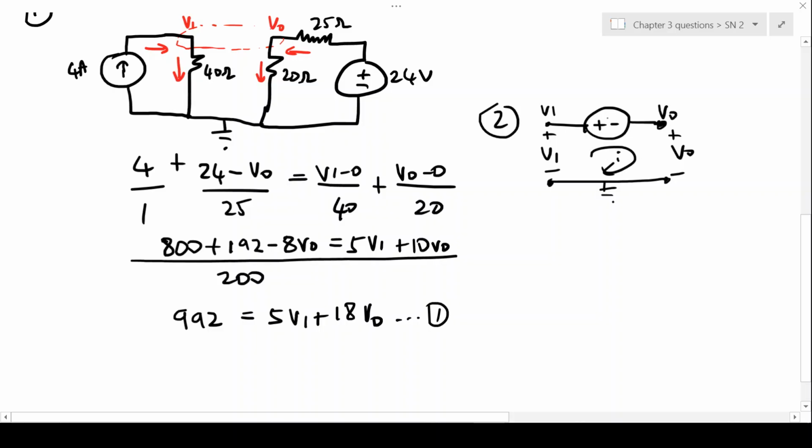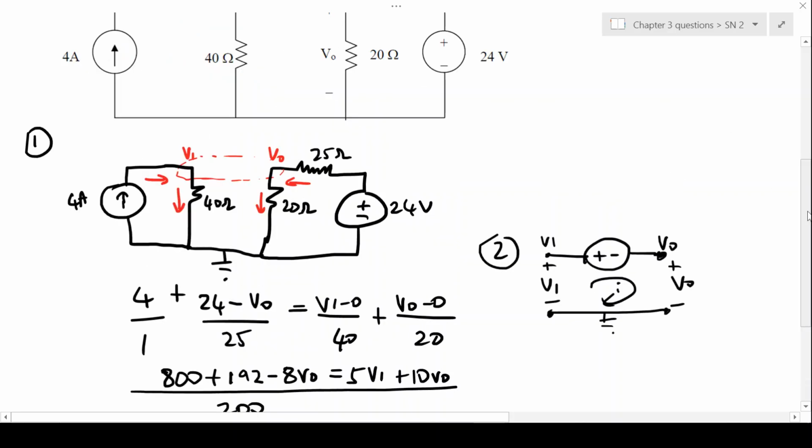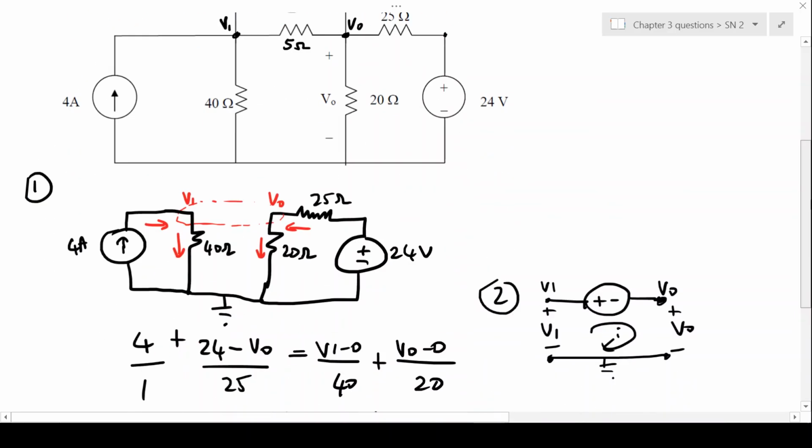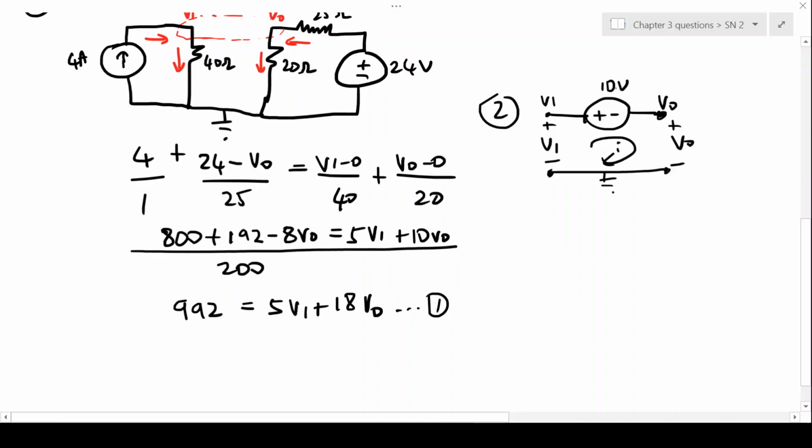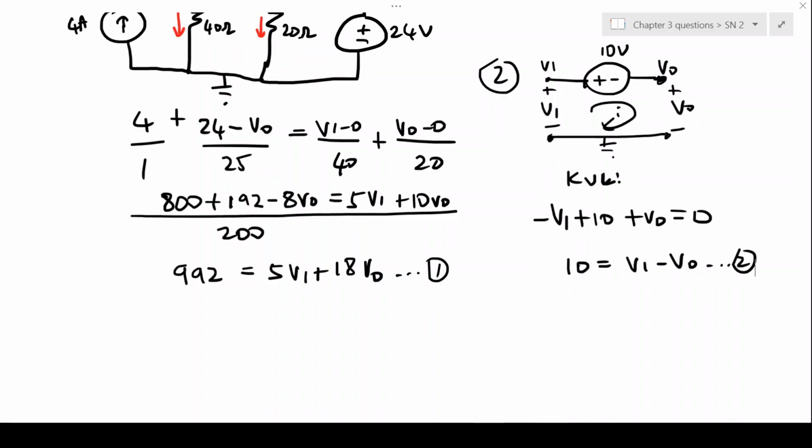We're going to be looking at a KVL. The voltage drop over the voltage source is 10 volts. So if we do a KVL, moving in this direction, we're going to say negative V1 plus 10 volts plus V0 gives us 0. And therefore, we can say 10 is equal to V1 minus V0. And that's our second equation, which we can solve.